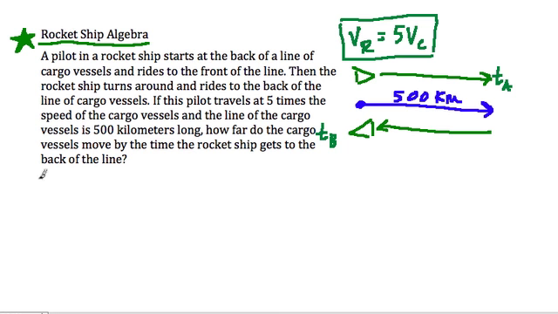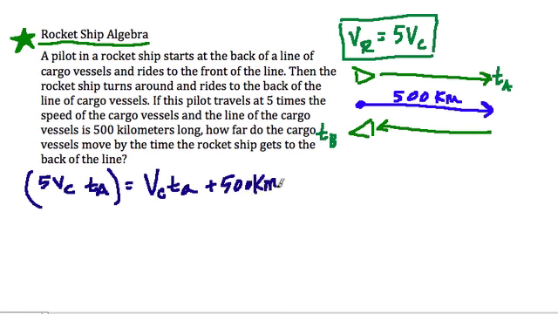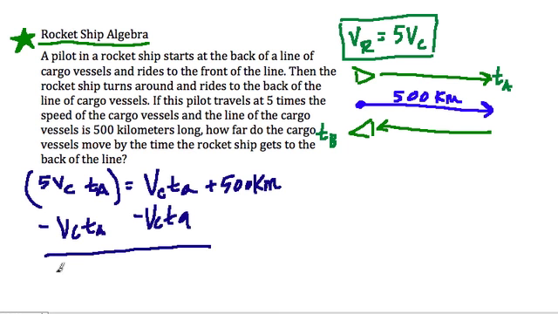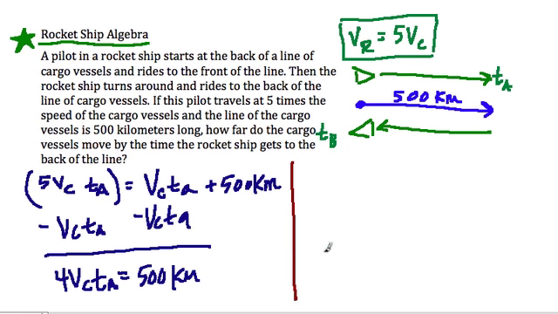So we have the velocity of the rocket ship as 5 v_c times the amount of time it takes to reach the front of the line, and that's the distance the rocket ship travels in its first part of its journey. Well, what does that equal? That is going to equal the distance that the cargo ships are traveling, so their velocity times that time, and the 500 kilometers that the line is actually stretching. So now we can subtract this term from both sides, and now what we get is 4 v_c times the time, so that equals 500 kilometers. Well, now we've got to think about what happens on the way back.